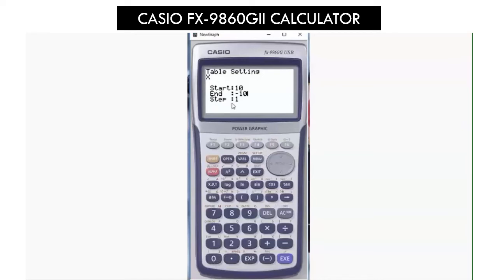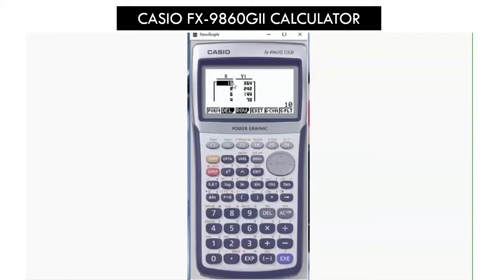And then step here helps you to set your increments. So if I want to go up by 2s, then I'm going to type in 2, execute, and then execute again. It gets us back to this window, and if I want to see the table, then I press F6, and here's our table. So notice that our increments are 2.